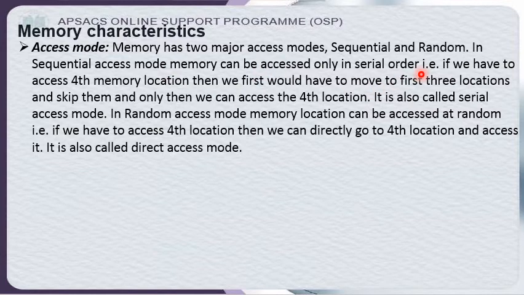If you want to reach location number 10, you have to go through 1, 2, 3, 4, 5, 6, 7, 8, 9, and then you will reach 10. The example I'm going to give you: maybe you have used a cassette player or audio cassette. Inside it 12 songs are there. If you want to reach song number 5, you're going to fast forward 1, 2, 3, 4, and then you will reach song number 5.